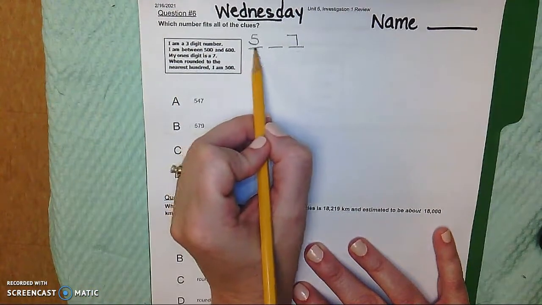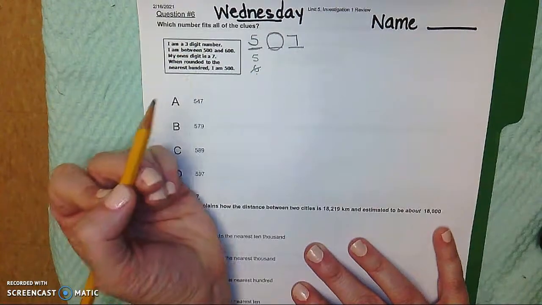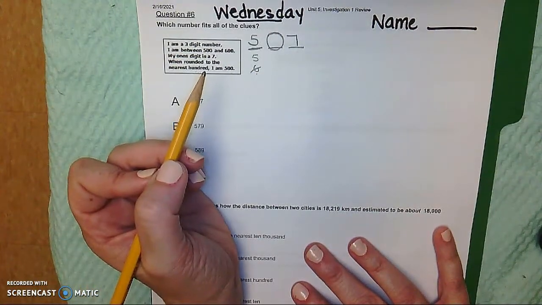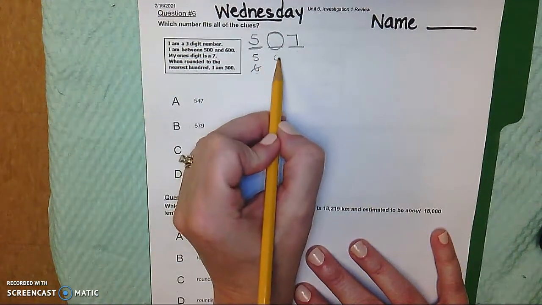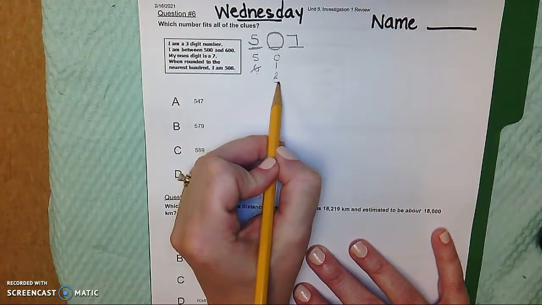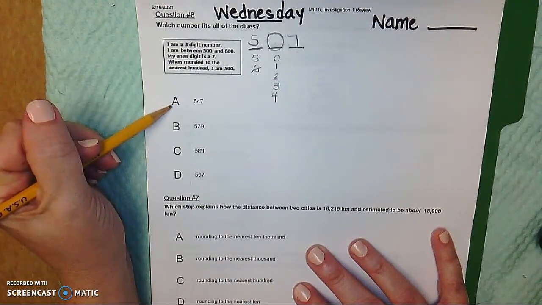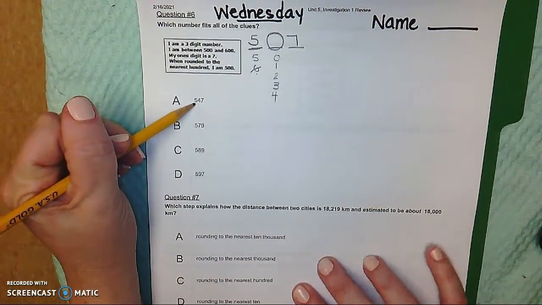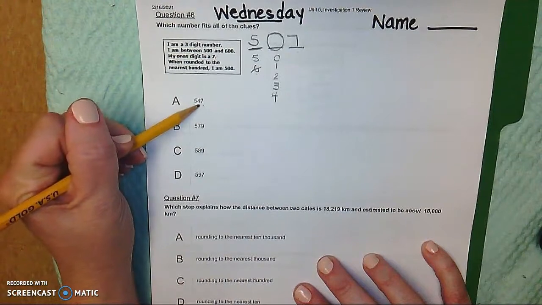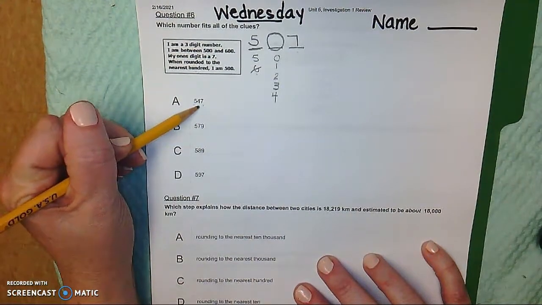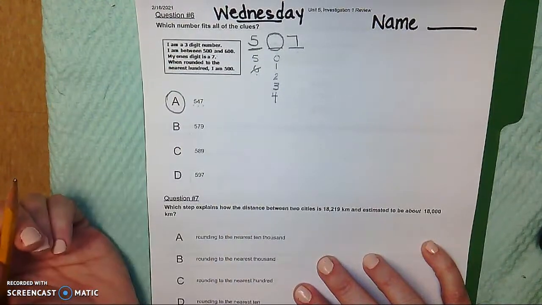And when I'm rounded to the nearest 100, that means this number right here has to be a 4, a 3, a 2, a 1, or a 0. It can be a 0, a 1, a 2, a 3, or a 4. So let's look at choice A. We have a 5 in the hundreds place, we have a 7 in the ones place, and now we have to look at the tens place. And there is a 4. So we know that A is the correct answer.